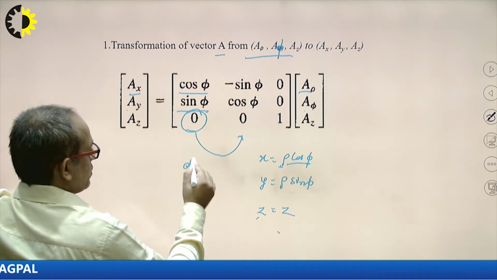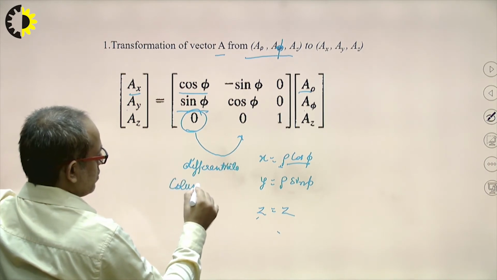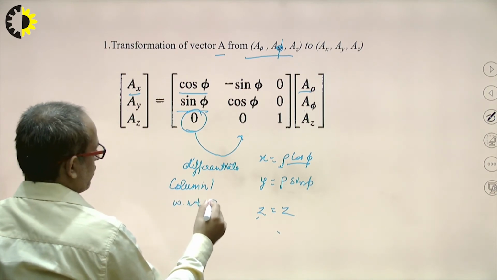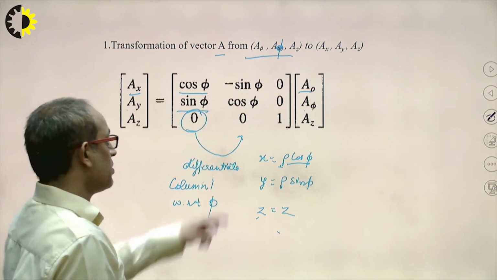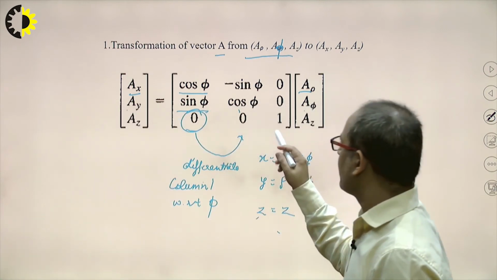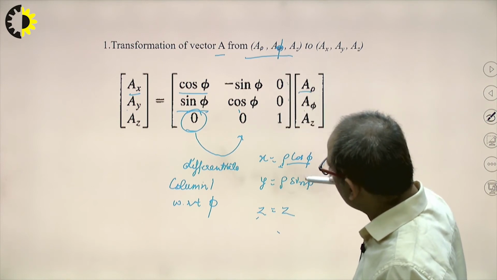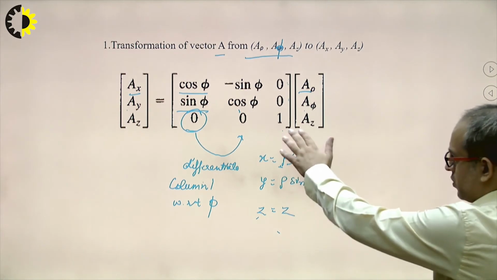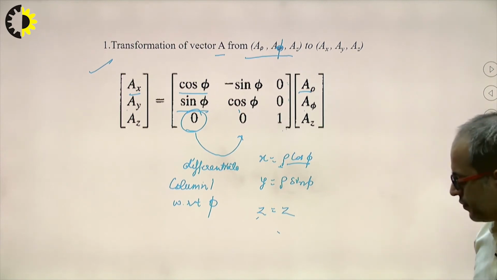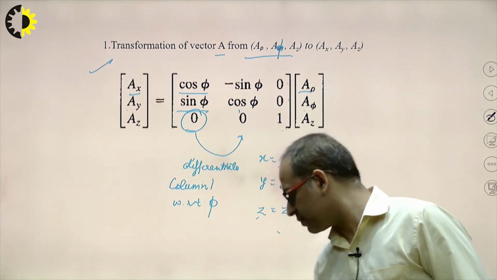Now just differentiate column 1 with respect to phi. The differentiation of cos phi will be minus sin phi, the differentiation of sin phi is cos phi, and another one will be 0. Now these two elements will be 0, the third column will be, the first two elements will be 0 and the remaining one will be non-zero, that will be 1. So this one is another method to transform from the cylindrical coordinate system to the rectangular coordinate system.